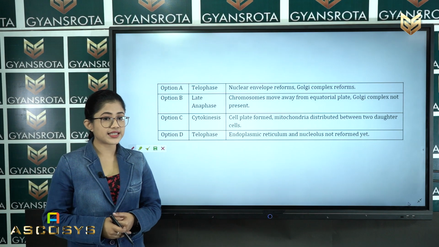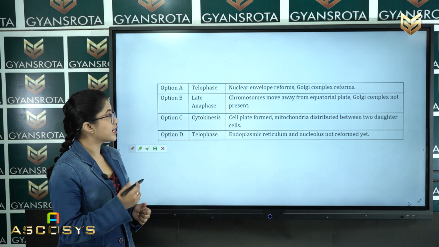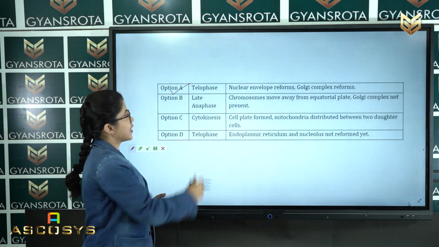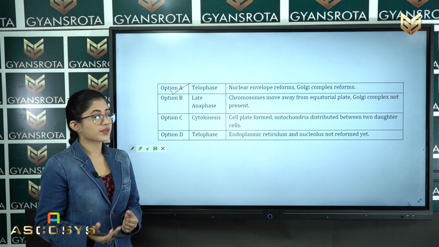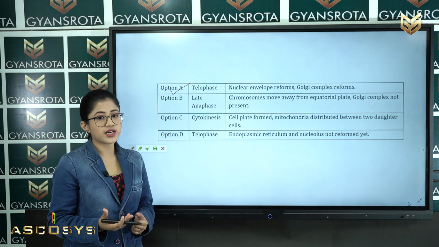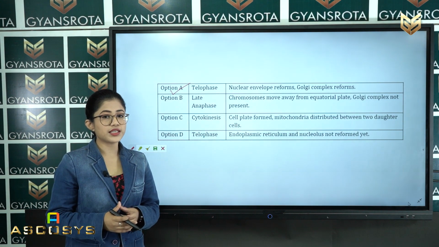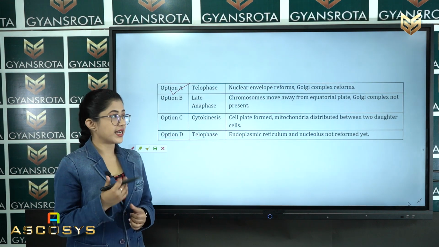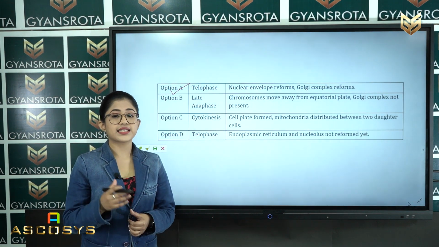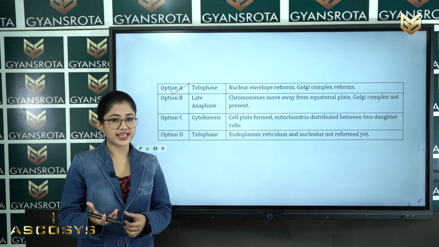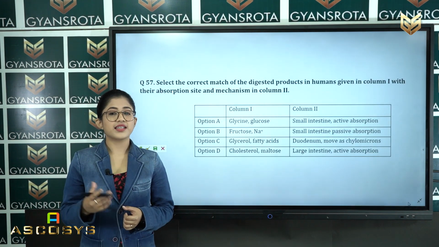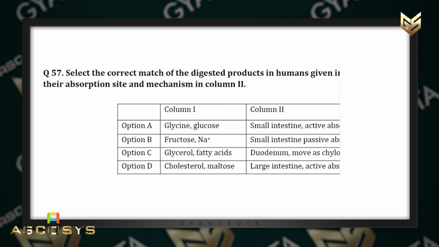So what is the correct answer? The correct answer is option number A, telophase. In the figure, it was shown the telophase stage in which the nuclear envelopes were reforming and the Golgi complex was also reforming. So that is the correct answer. And it has come from the chapter cell cycle and cell division. Alright. Now question number 57.